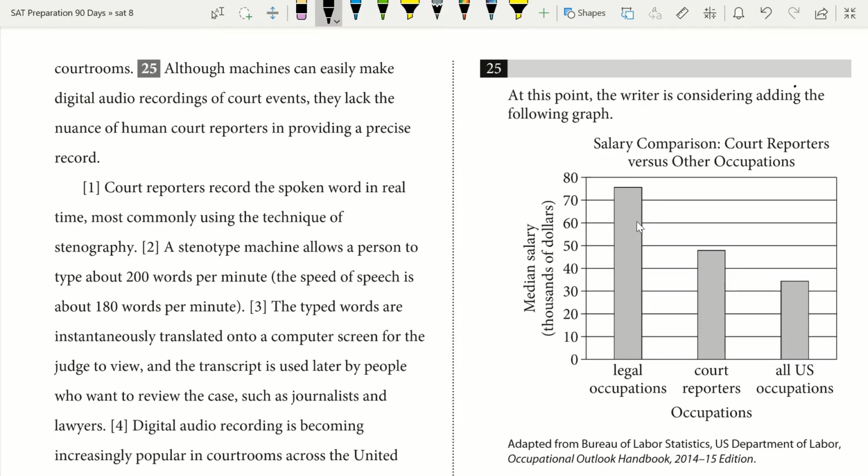Today I have an SAT writing tip for you that deals with when to add versus not add a graph. This question isn't necessarily one that shows up a ton on the SAT writing section, but it's one that you should be familiar with and know what to do in case it does show up.